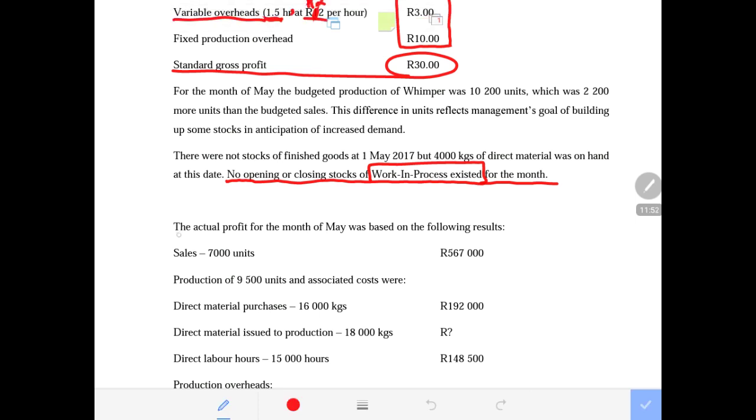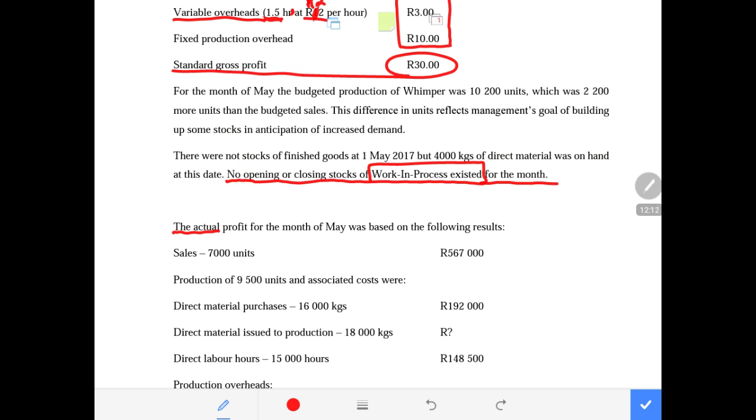Then below it says the actual profit. The actual meaning, the information provided here, is the actual information. We have done the standards and we budgeted based on our standard values. Then we come to the actual figures. The actual profit for the month of May was based on the following results.